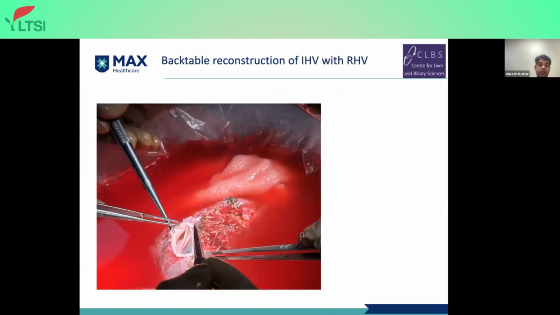Next. So in this figure, you can see to decrease the warm ischemia time, we are doing the IHV venoplasty with the RHV for a single anastomosis.